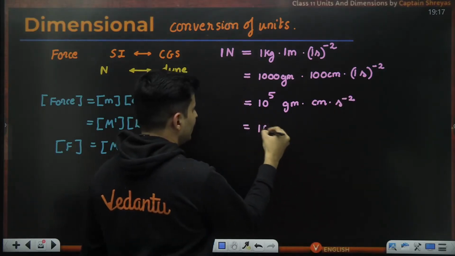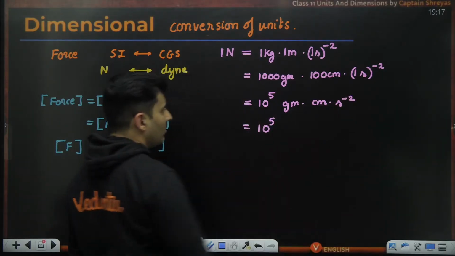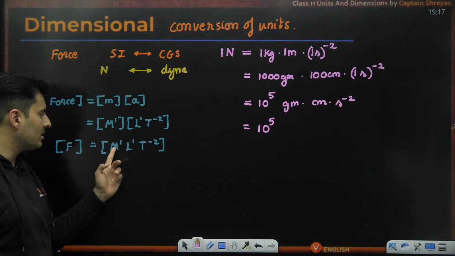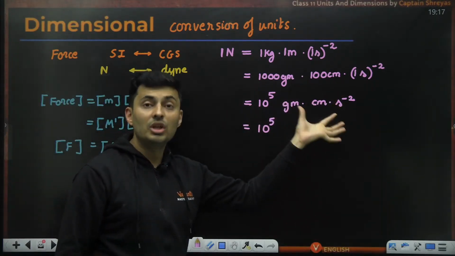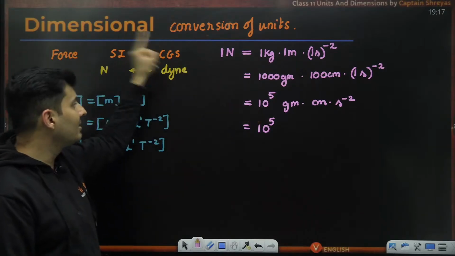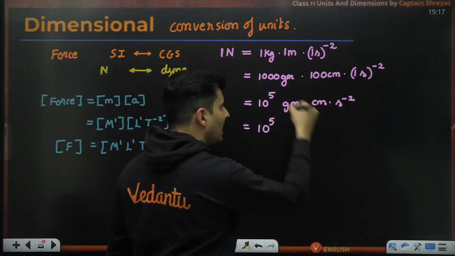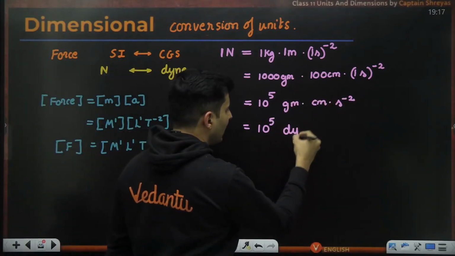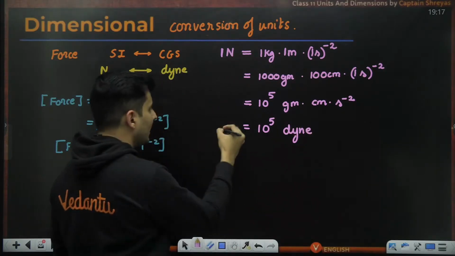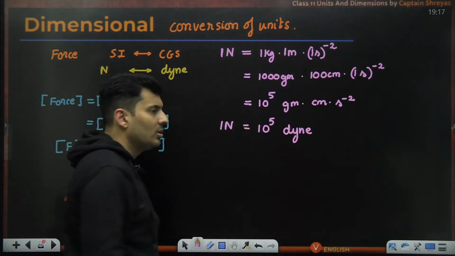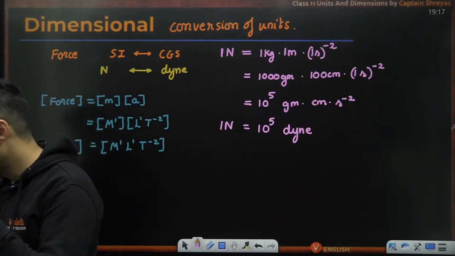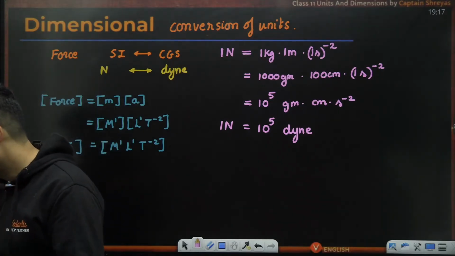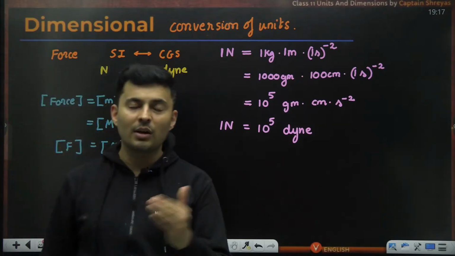Now what is this gram centimeter per second square? If you compare the dimensions, gram centimeter per second square is nothing but the unit, everything in CGS. So this entire thing is basically a dyne. That's how I get that a Newton is 10 to the power 5 dynes. A Newton is 10 to the power 5 dynes. Yes, this is absolutely clear how we convert it.